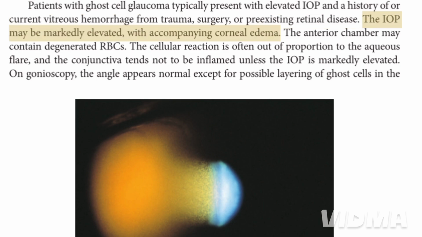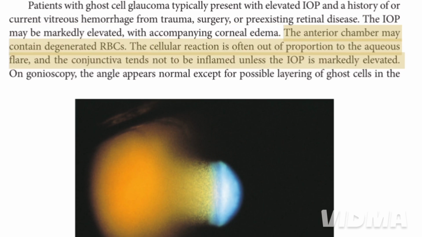The IOP may be markedly elevated, with accompanying corneal edema. The anterior chamber may contain degenerated RBCs. The cellular reaction is often out of proportion to the aqueous flare, and the conjunctiva tends not to be inflamed unless the IOP is markedly elevated.